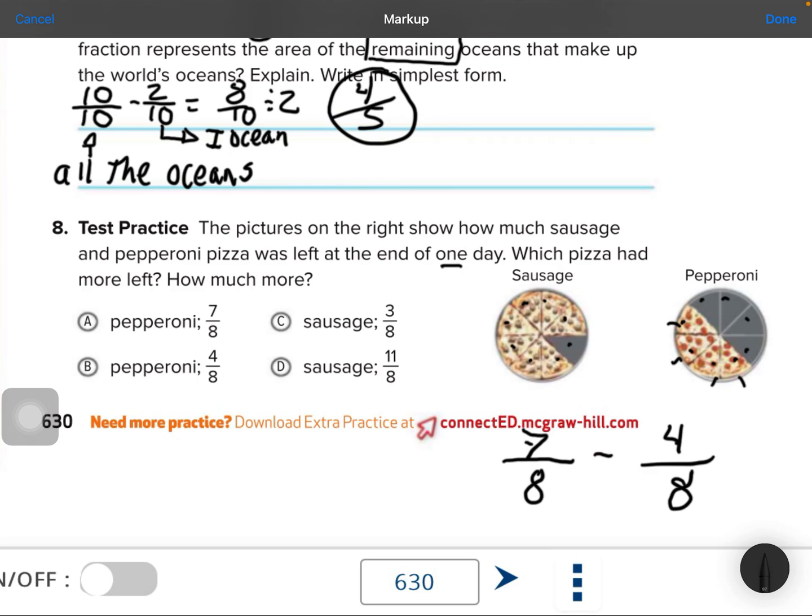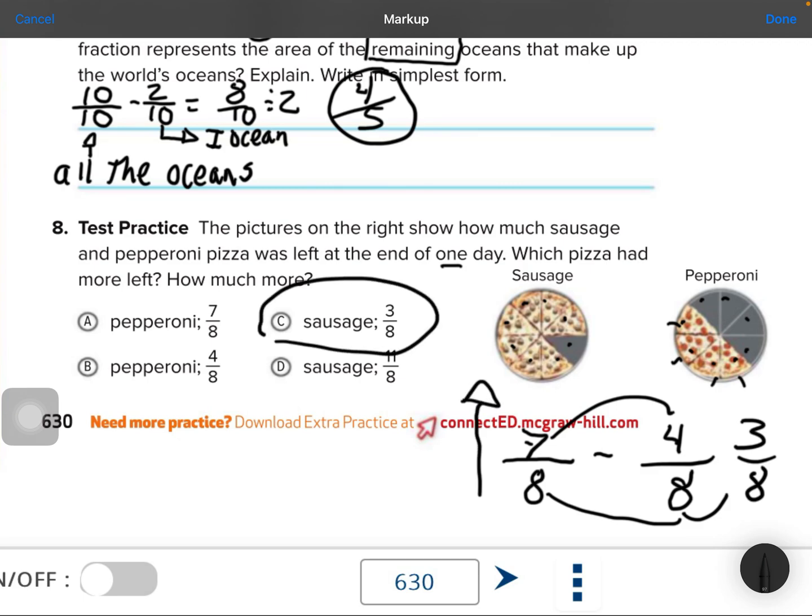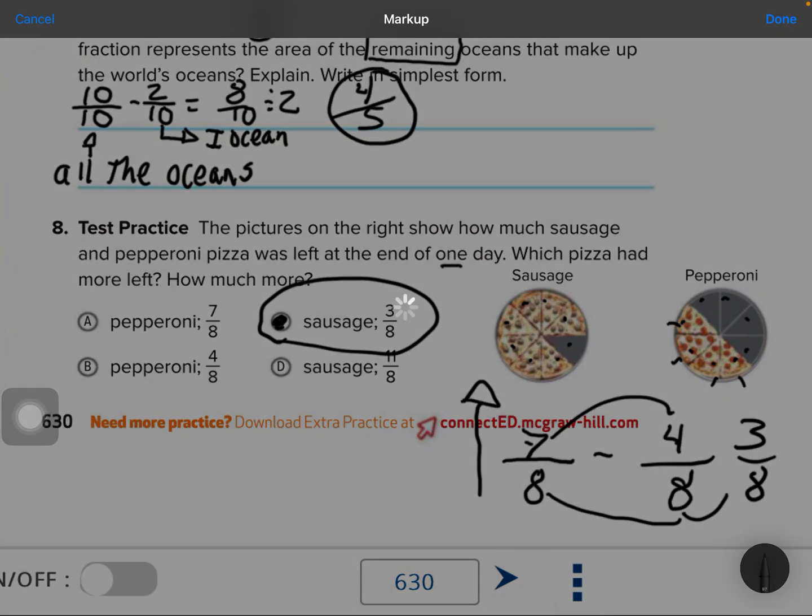So now I'm going to subtract to find out which pizza had more left. So bring the 8 over. And 7 minus 4 is 3. So do you see 3/8? And it was sausage that had the highest amount. So we have 3/8 of the sausage is what was left.